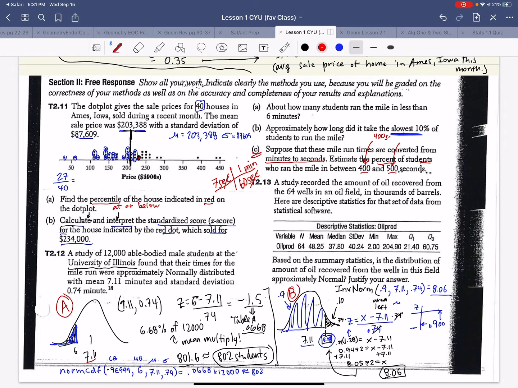So 400 seconds, right, is the same thing as 400. I have to divide by 60. So 400 divided by 60. And that's 6.67, 6.6 repeating. All right, here I'm going to do the same thing. 500 divided by 60 would give it to me in minutes. So how many minutes is that? And it's 8.3.